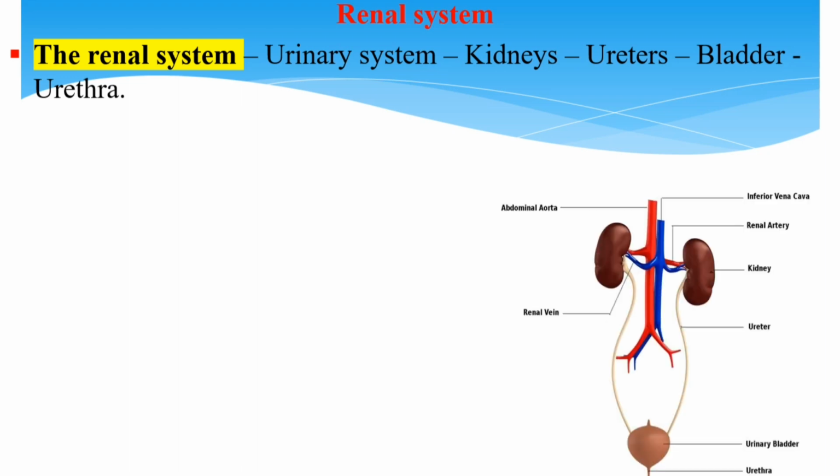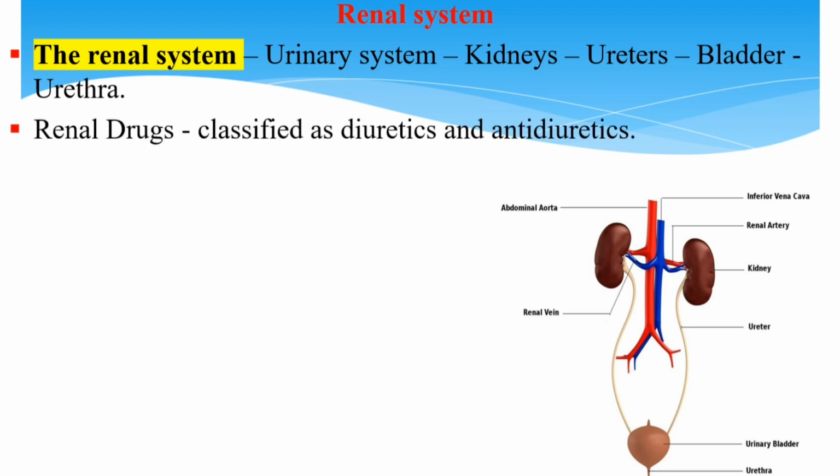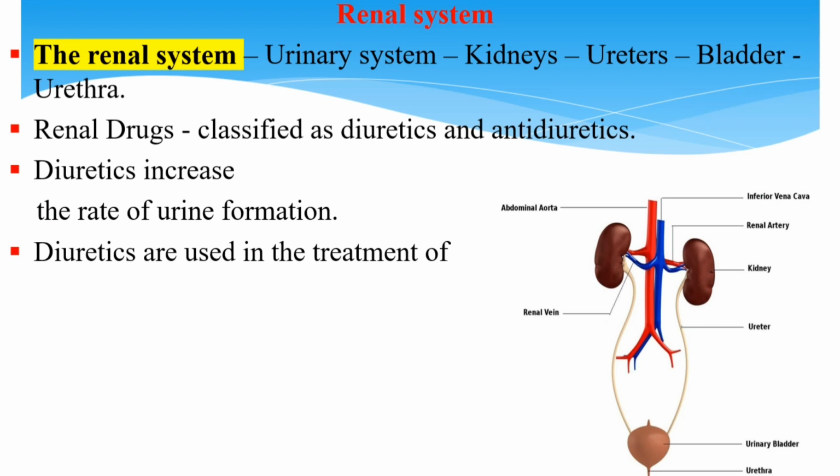You can see here a rough sketch of the renal system. And renal drugs are the drugs which act on the renal system. They are classified as diuretics and antidiuretics. So here in this chapter, we will speak only about the diuretic drugs. Diuretic drugs increase the rate of urine formation. They contribute to urine formation and elimination of minerals, especially sodium, chloride, and water from the body.